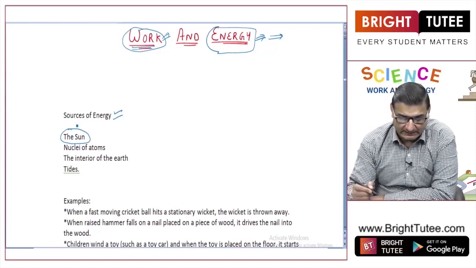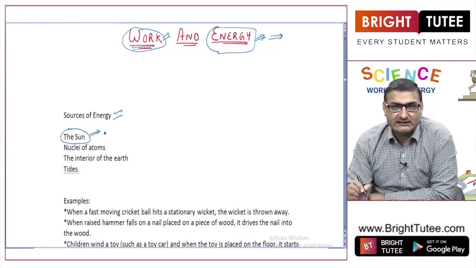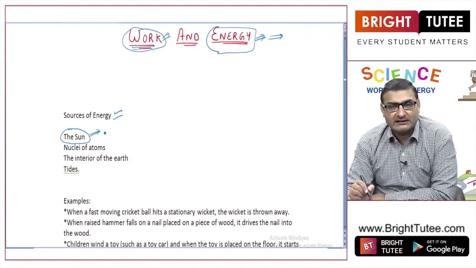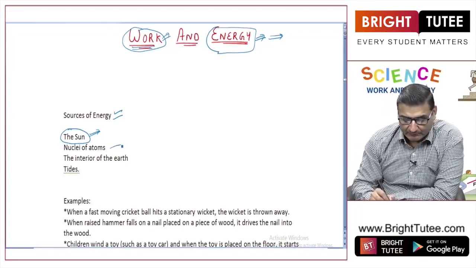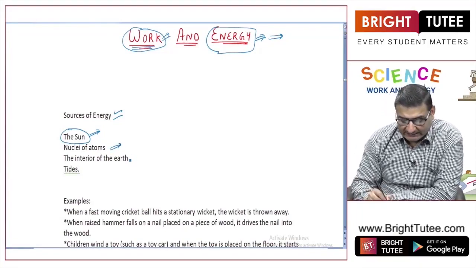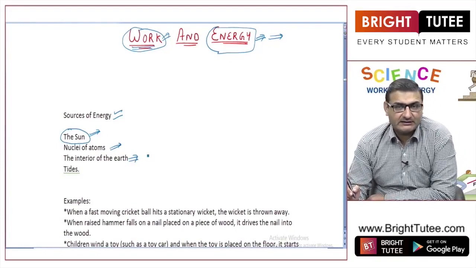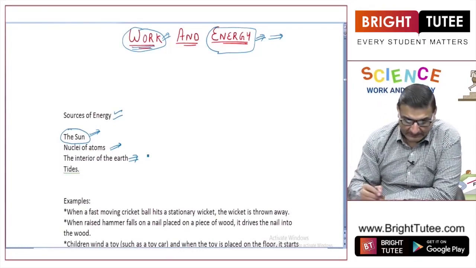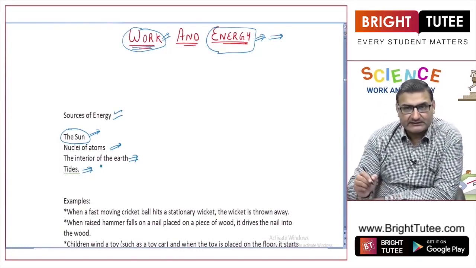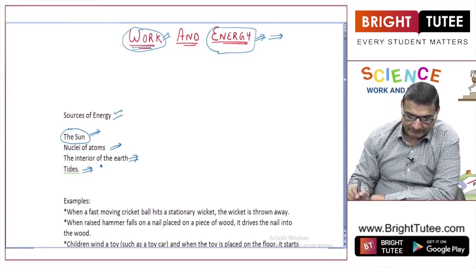We'll discuss it later, but the important thing is that the first and biggest source of energy is the sun. Apart from the sun, we may get energy from other sources also, like the nuclei of atoms, and the interior of the earth. From the inside of the earth we get geothermal energy. You will study about it later. And the energy from the tides that occur in the seas and oceans. So these are the various sources of energy, right?